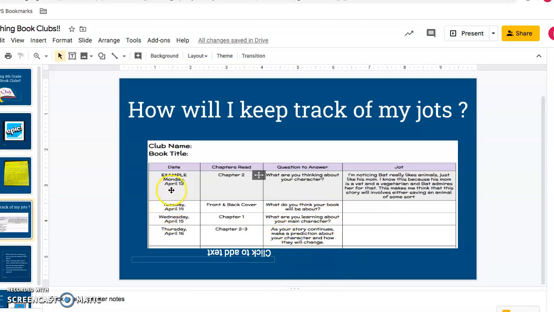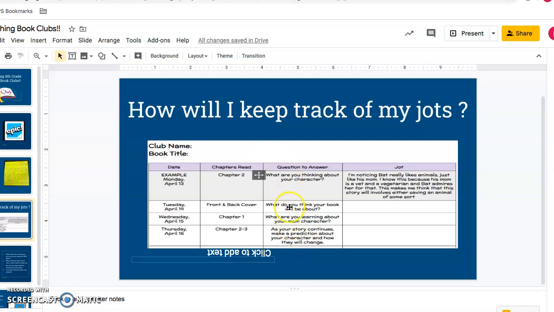So for example, if I read Monday, April 13th, and I read chapter 2 of my book, the question I was supposed to be answering was, what are you thinking about your character? And then I wrote my jot about my character. The book that you're going to have will always be written on the title here, and your club name will be written above. You'll figure out your club name when you meet with each other on Wednesday.